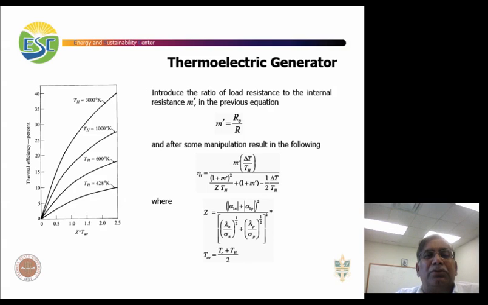And we also introduced a variable, M prime, which is the ratio of the load resistance versus the internal resistance. Then you can rewrite this expression for the thermal efficiency in terms of the figure of merit and the temperatures, and also this Z, as I told you before, is given by the properties of the materials we are using in the generator.